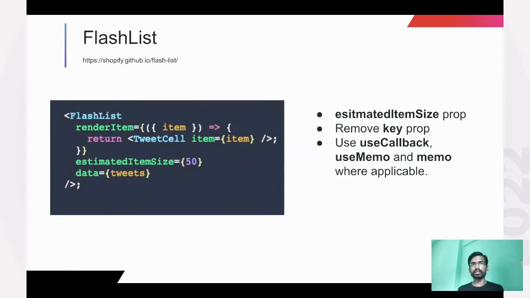FlashList does not rely on unmounting components that are way beyond your screen view. It keeps only one view, only one component active, and it just alters the item prop. It doesn't go through the mounting and unmounting processes that FlatList goes through. Instead, it just changes the new item in the same component that is being mounted. So it does give lots of performance boost.